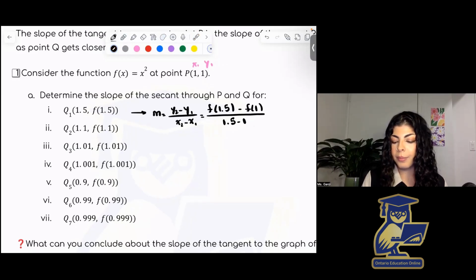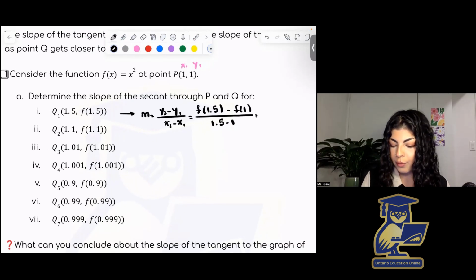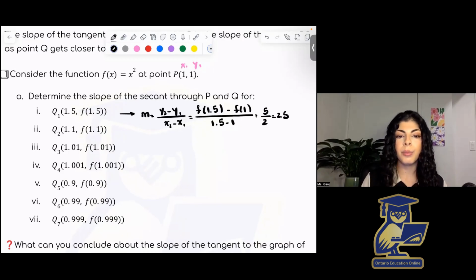So here we will calculate this, and feel free to use a calculator here, especially because we have a lot of different calculations. And 1.5. And this will give us 5 over 2, or 2.5. Now, I'll give you a moment to try the rest of these and see what you get.